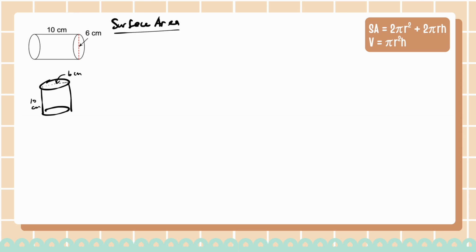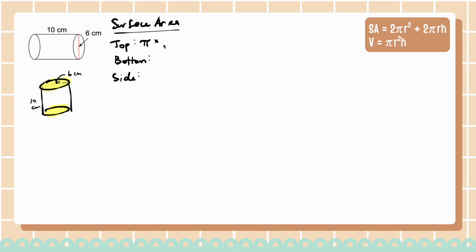So for the surface area, I noticed that I have a top and a bottom. So we're going to start there, top, bottom. I also noticed that I have the side that wraps around like a rectangle. So this is my side. So let's go ahead and start with the top and the bottom, which are both circles. So I know that because it's a circle, I'm going to use pi r squared.